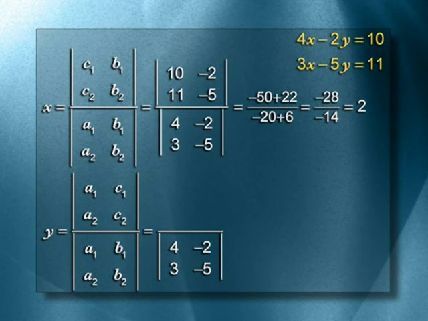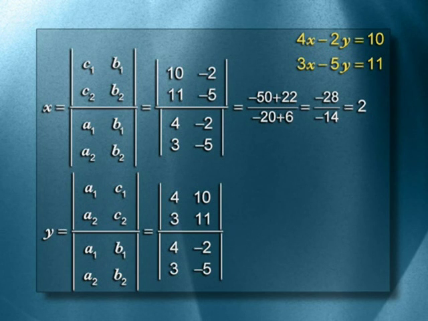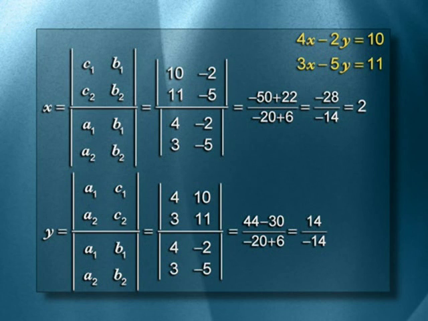A1, A2 is the first column, and you replace the second column with the right-hand side, 10, 11, and now compute those determinants. Well, the bottom one's the same as before, minus 20 plus 6 or minus 14. The top one is 44 minus 30, or 14, and that answer is minus 1. So our final answer is 2, minus 1.